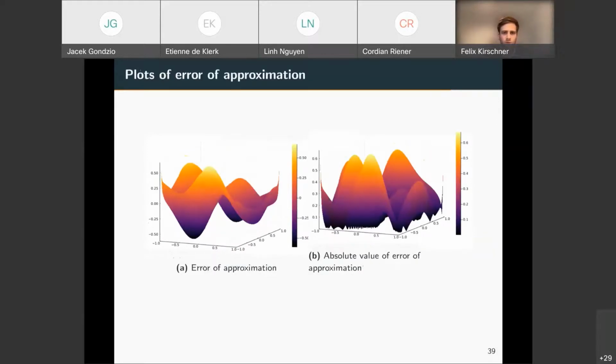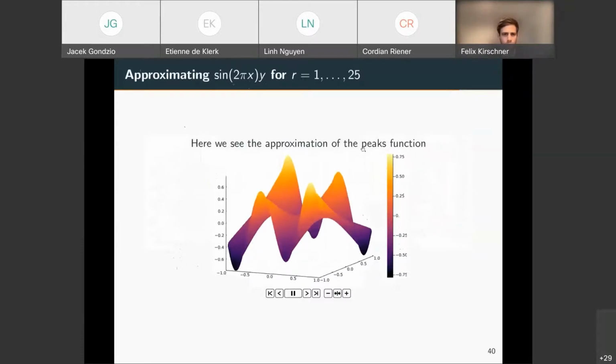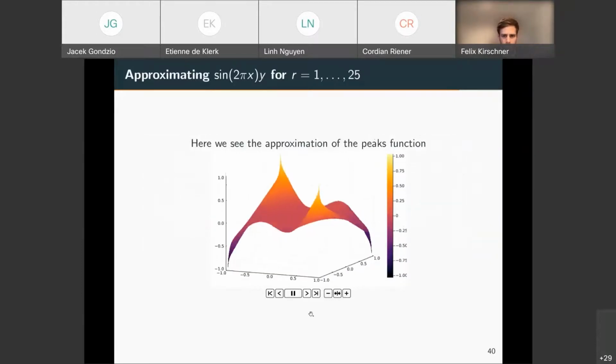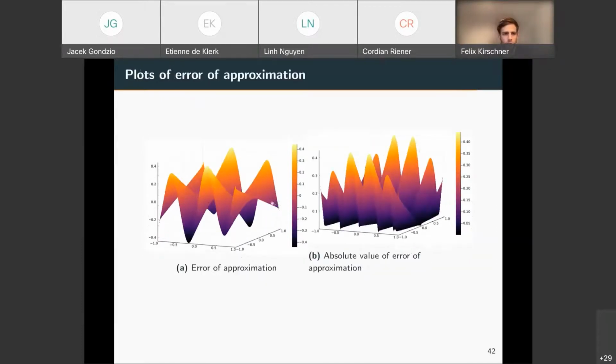So I have another approximation for you. Here we're going to approximate the sine of 2 times pi times x times y. The approximation looks like this, and this is not the peaks function. This is what the process looks like. Again, we can look at the plot of the function itself versus the approximation for level r equal to 25. Here you can see a bit better where we're quite far off. For example here, this is a straight line in the right graph, and it has quite a slope here. Plotting the error, we get something like this.